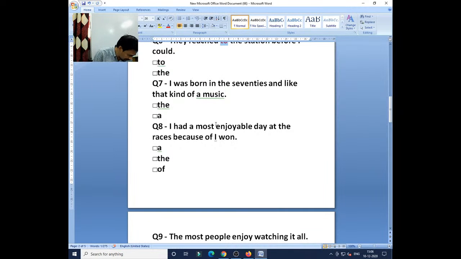Jiten has given the fastest answer, I think. Dhanasri. Okay, Chaitanya Panchbhai, you have given that A should be removed. I was born in the 70s and like that kind of music. Okay, so you just removed A.